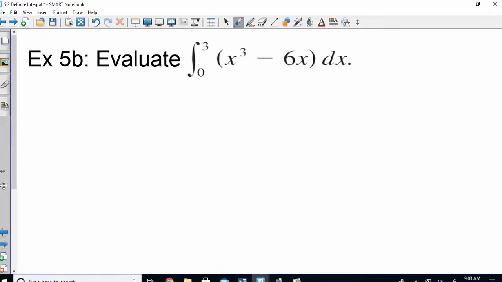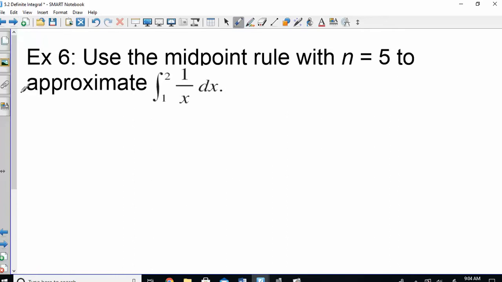So I want to evaluate the integral from 0 to 3 of x cubed minus 6x. Oh, I guess I put this on here to do it both ways. It's the same problem, isn't it? I didn't even pay attention that I put it on here both ways. So we don't even need to do this. We just did it. I showed you the 2 options already. I just got ahead of myself. Okay, so let's look at this one.